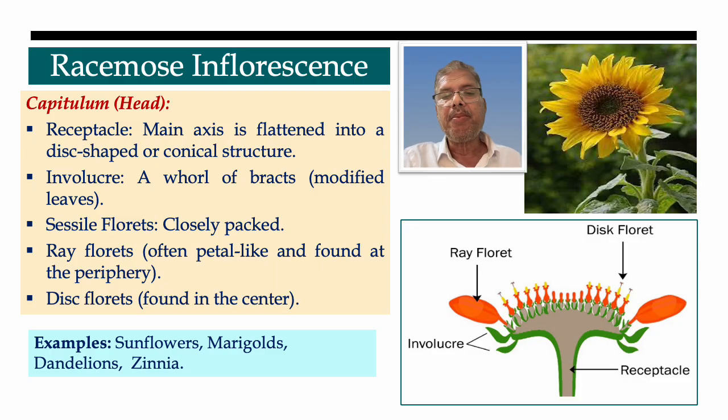In Asteraceae members, the capitulum contains two types of florets. Ray florets, often petal-like and found at the periphery, and disc florets found in the center. The examples include sunflower, marigolds, dandelions, cosmos, zinnia, etc.